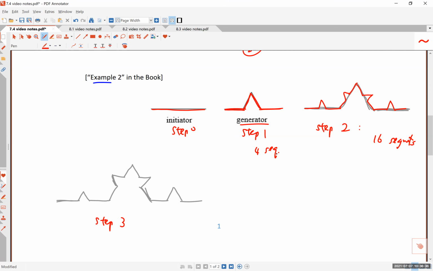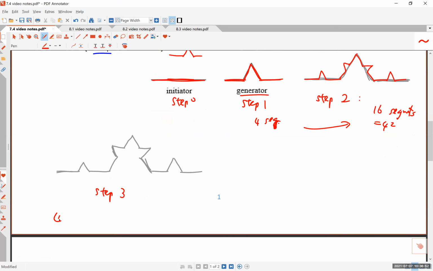Okay, you can see what happens here, right? Each time one line segment is replaced by 4 line segments. So each time you multiply by 4, so you have 4 segments here, 16 segments, which is 4 squared, and then in this one you're going to have 4 cubed, which is 64 line segments, in step 3. So step 4 is going to have 4 to the 4th power, which is 256 line segments. It's already really complicated. All right, so let me draw step 3.